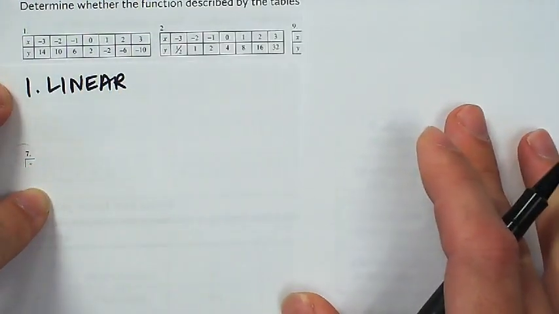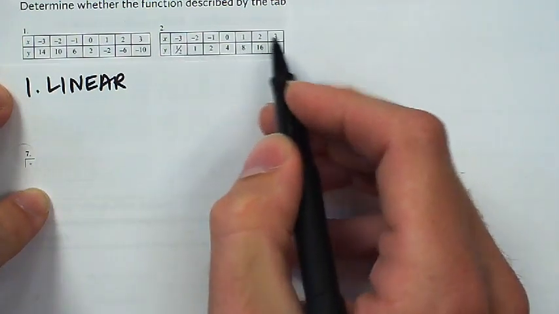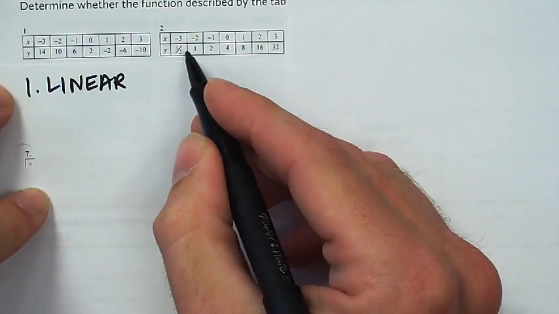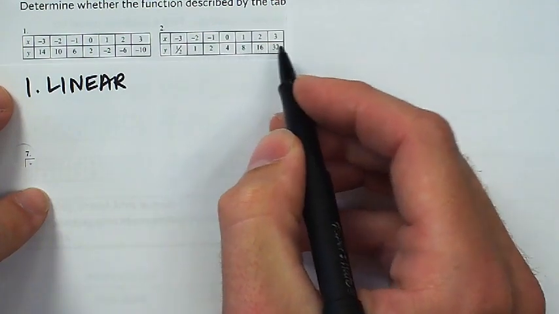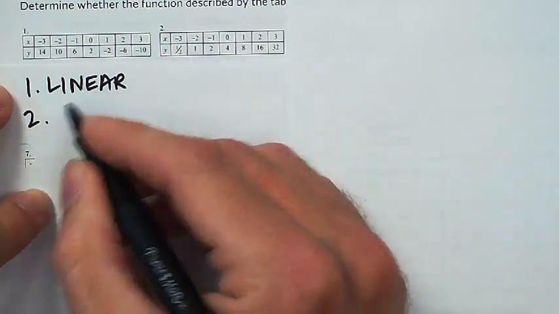Okay. Number 2 is going to be, all right, these x's are evenly spaced. 1/2, 1, 2, 4, 8. Okay, it feels like I'm multiplying by 2 each time. Okay, that's going to be exponential when there's a constant ratio, and that ratio is going to be 2.